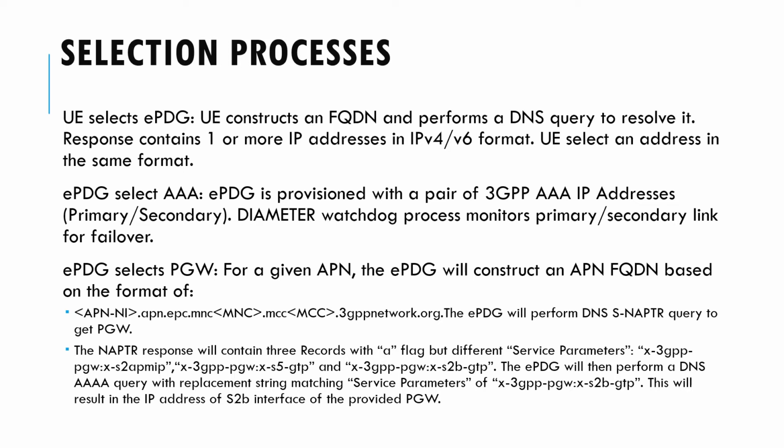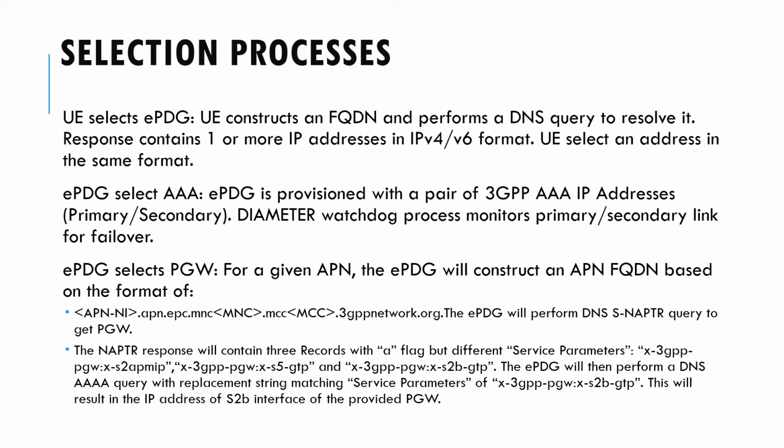Then the second selection process is the AAA selection process. So now the UE has selected the EPDG. Now the EPDG needs to select an AAA. Generally, the EPDG is provisioned with a pair of 3GPP AAA IP addresses. This is for redundancy purposes. We have configured two IP addresses in the EPDG, one for the primary link and the second for the secondary link. This interface is a Diameter interface, hence we have to monitor that these links are not going down. So we have a Diameter watchdog process for that.